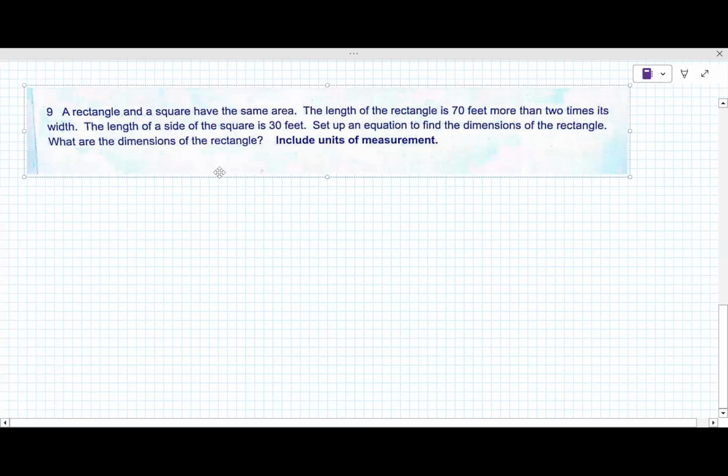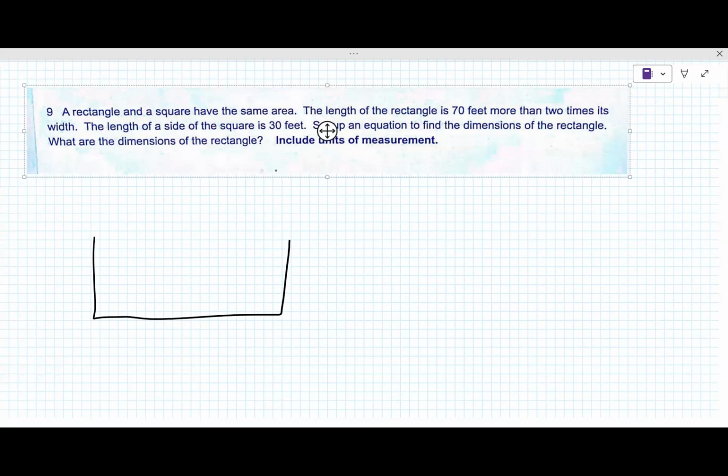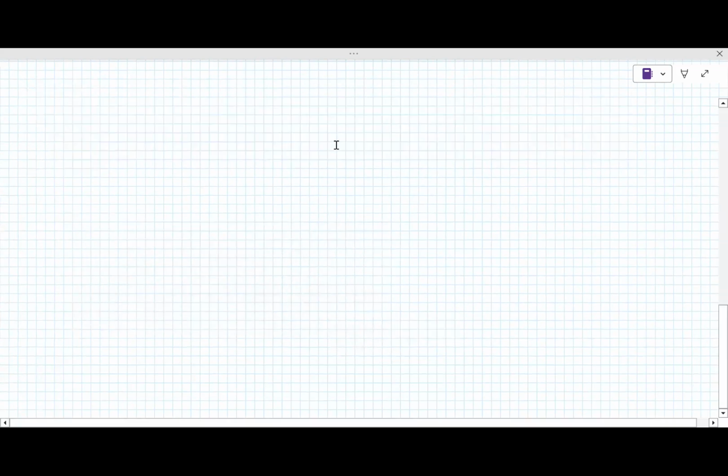Let's take a look here. A rectangle and a square have the same area. Okay, so here's a rectangle on the left. Wait, are we on number 8? Sure, we can go back to 8 here. Because we did 7. We left off at 7, and we didn't just do number 9.